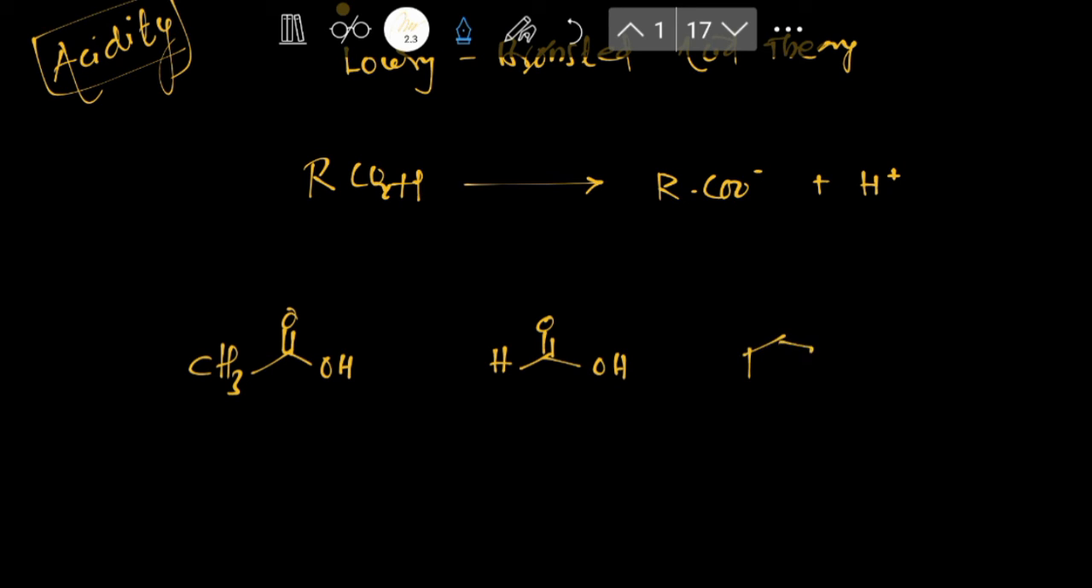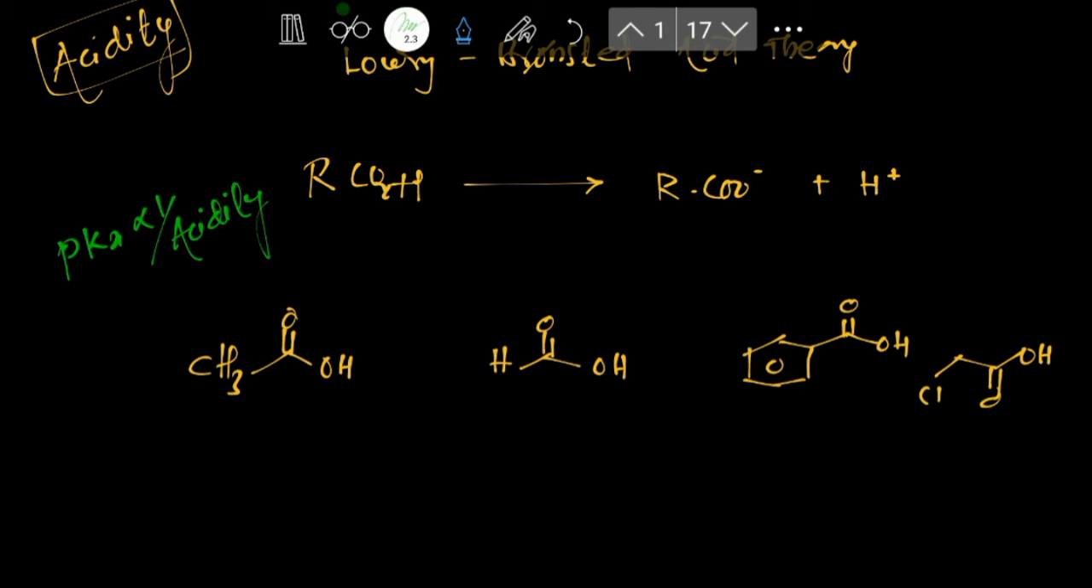I have one more example, formic acid, HCOOH. I have another example, an aromatic acid like benzoic acid, C6H5COOH. And one more example is chloroacetic acid. Now you can compare the acidic strength for these. You know that there is an equation in acidic strength: the pKa value is inversely proportional to acidity. Remember this one. Now we have 4 examples given to you.